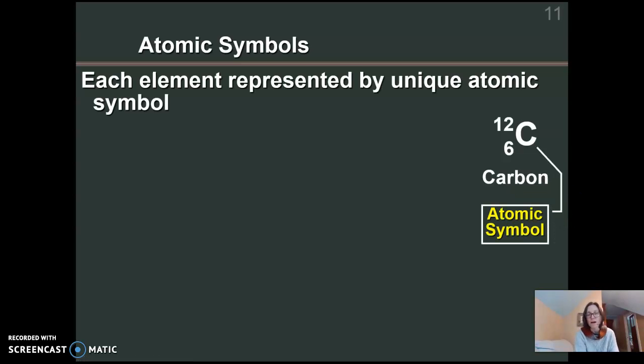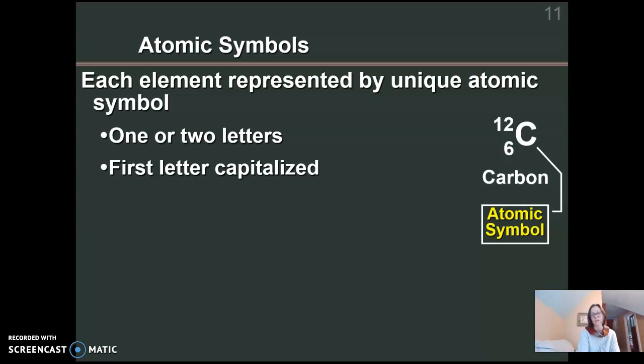So each atom on the periodic table is represented by a unique atomic symbol. That's the abbreviation, the letter or letters that represent the element. So carbon is C. Calcium, which also starts with a C, is a capital C lowercase a. So the first letter, if there are two letters, is always capitalized, and the second letter would be lowercase. You wouldn't want to have capital C, capital A, because that could be something different.